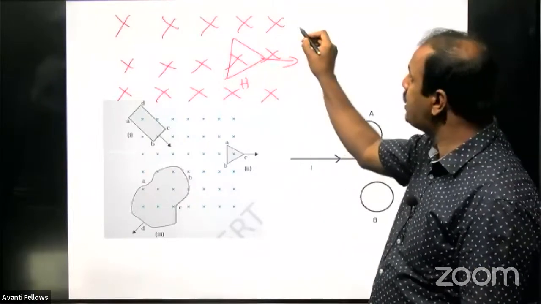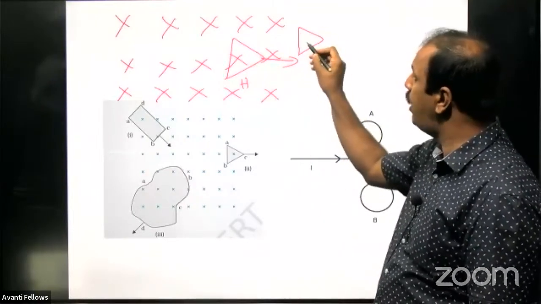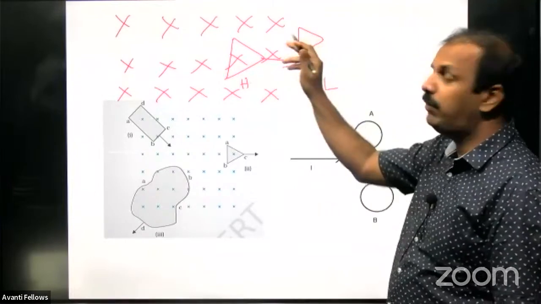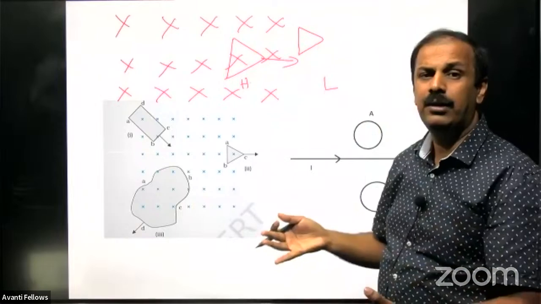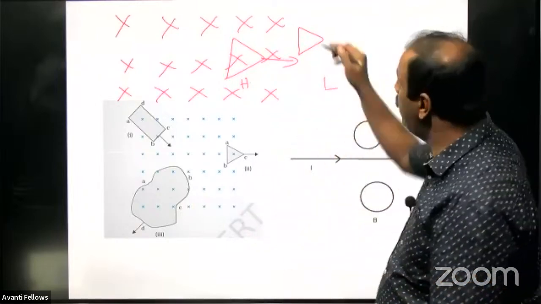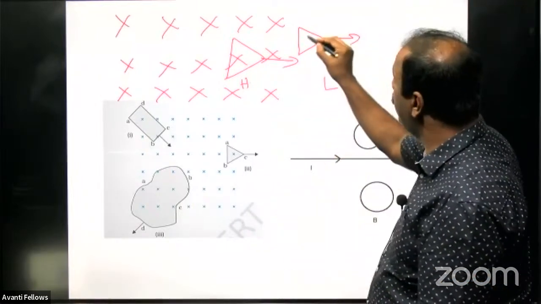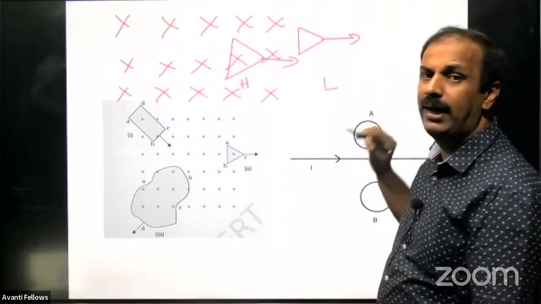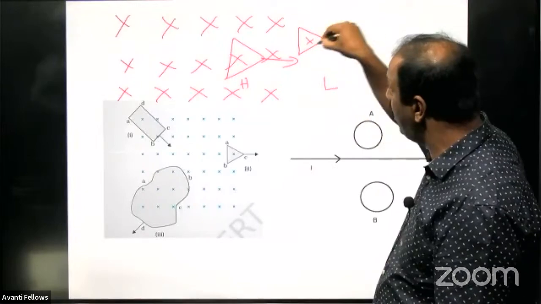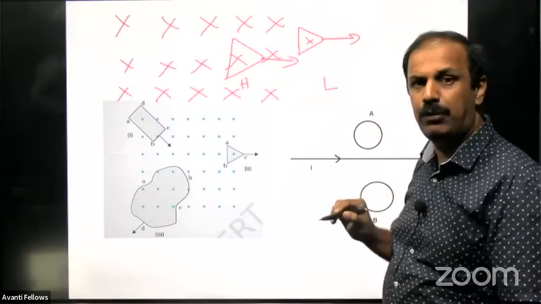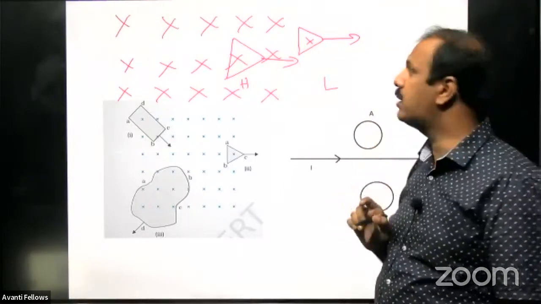In this loop, when it is coming out, there should be a current which will not allow the flux to reduce. It should support the flux to increase. So there should be a current which will produce a flux which is into the plane of the paper itself. I think the concept is clear.